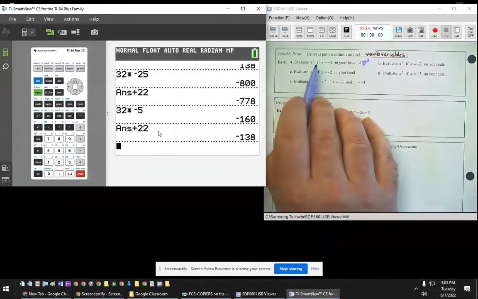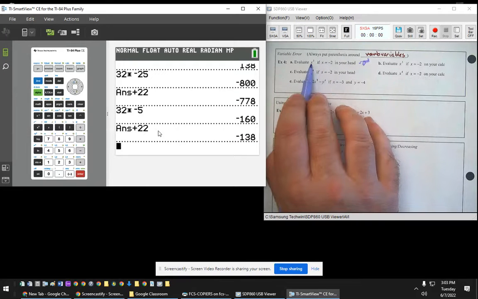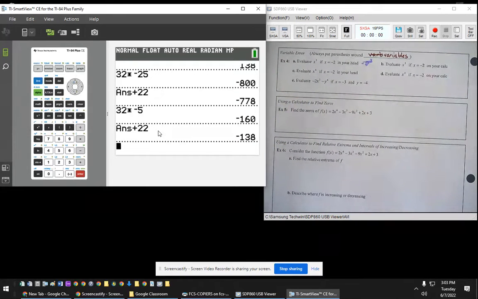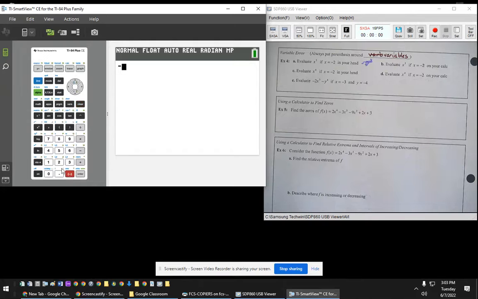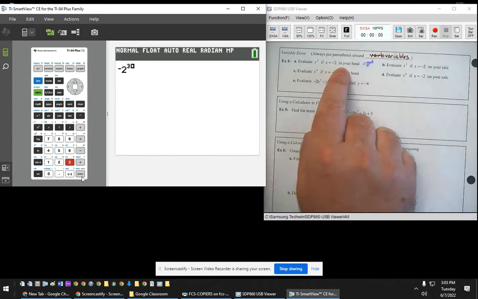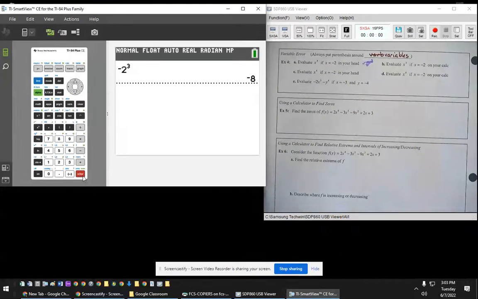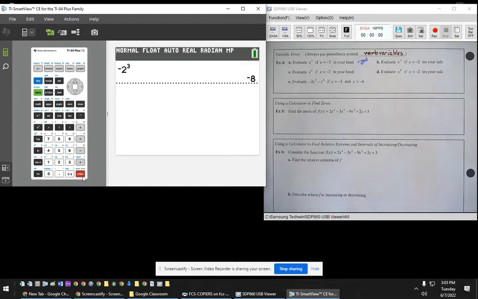All right, let me try it this way. What's negative 2 to the third? So I grab my calculator. I do negative 2 to the third. Oh, it says do it in your head first. So that would be negative 2 times negative 2 is positive 4, times negative 2 is negative 8, and I get negative 8. Good. So in both cases, I got negative 8.